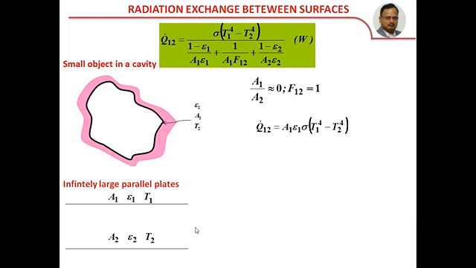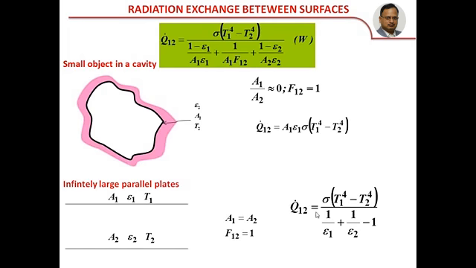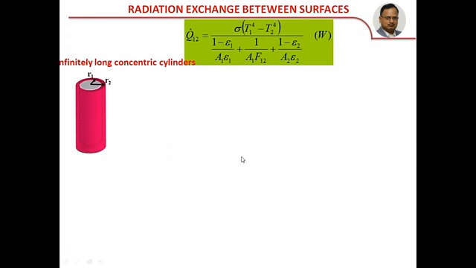Now let us take two infinitely large parallel plates. So again 3 resistances, infinitely large, approximately A1 equal to A2. And because those two plates are running parallel to one another, F12 is 1. So A1 is equal to A2 and F12 is 1. By substituting you will get Q12 is equal to sigma (T1 to the power 4 minus T2 power 4) by (1 by epsilon 1 plus 1 by epsilon 2 minus 1).